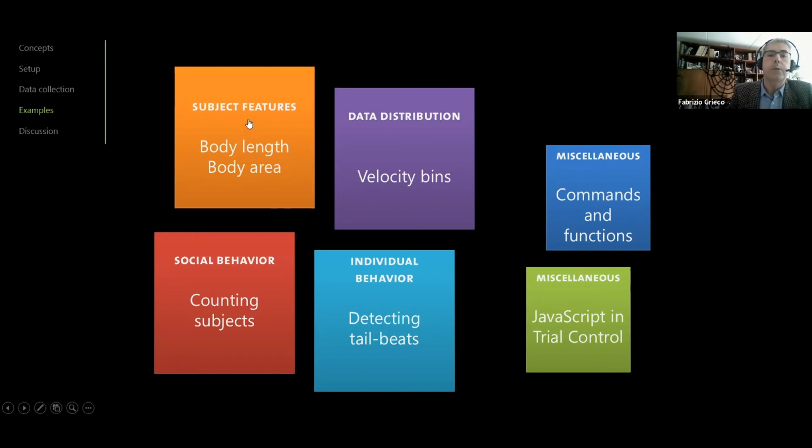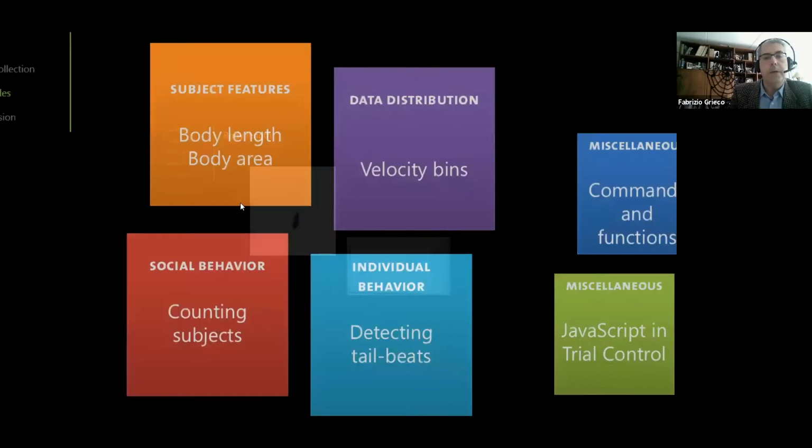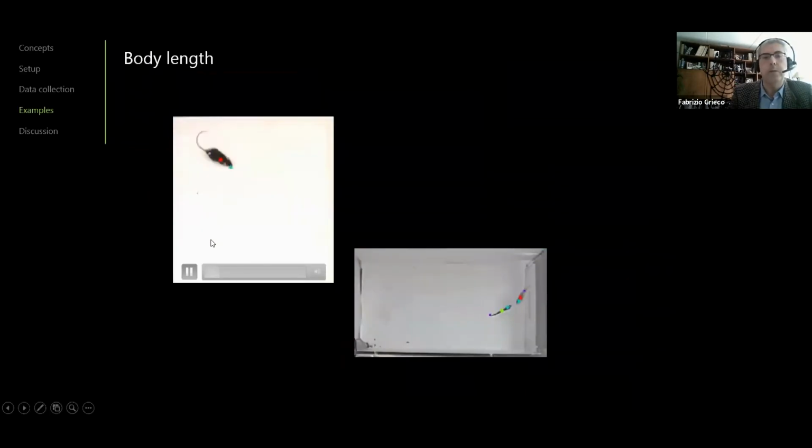The first example is the subject features. How do I get, for instance, the body length using the features of EthoVision XT? So here we have two examples. Consider a rodent in an open field and a fish, here, two fish. We want to know the length of the body for whatever reason.